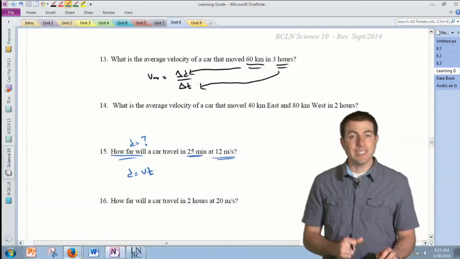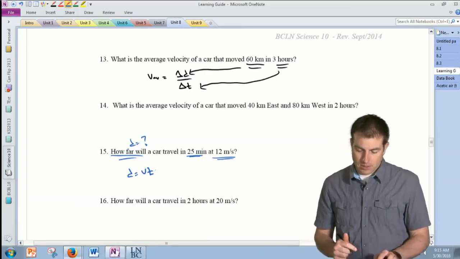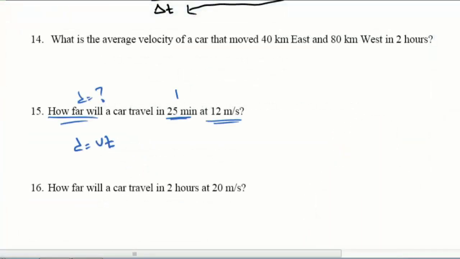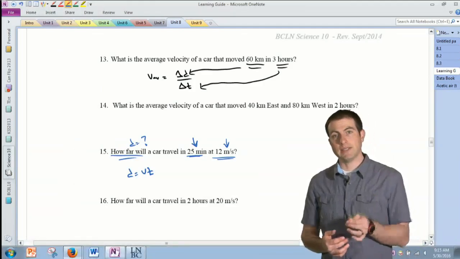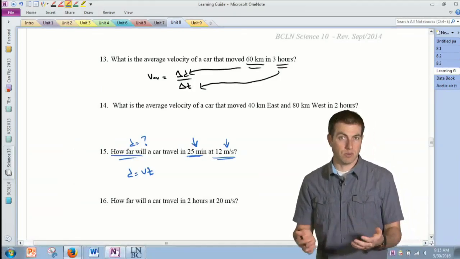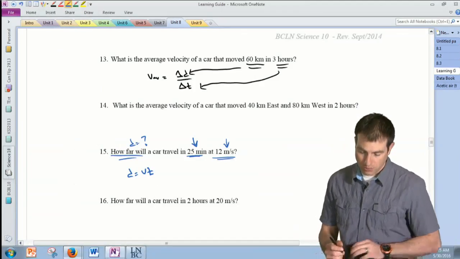D is VT. Now, we're either going to have to convert minutes to seconds or 12 meters per second to meters per minute. Now, we never really talk about meters per minute. That doesn't really make sense. We're meters per second or kilometers per hour. So I'm thinking the easiest bet here is to convert 25 minutes into seconds. And then once we've done that, we can plug the information into the formula.